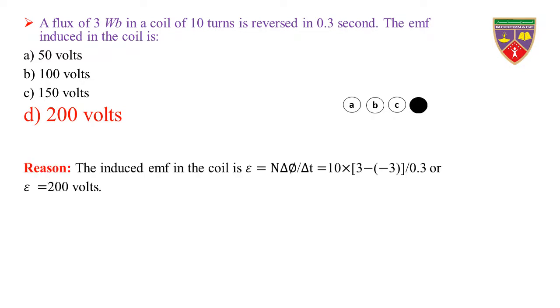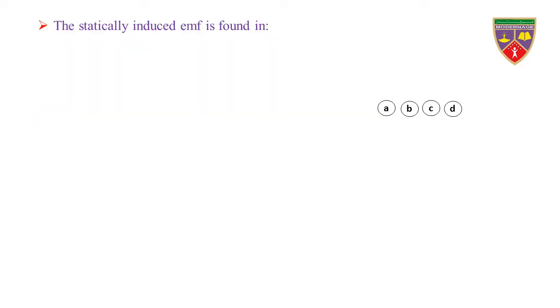Reason: the induced EMF in the coil is epsilon equals N delta phi over delta T, which is equal to 10 into (3 minus (minus 3)) divided by 0.3. Epsilon is equal to 200 volts. Hence, the induced EMF in the coil is 200 volts.